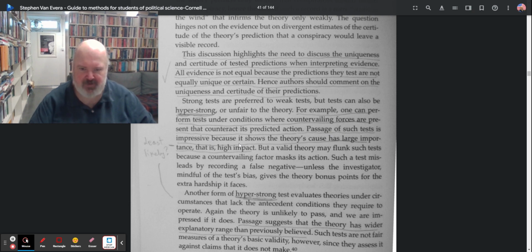Passage of such a test is impressive because it shows the theory's cause has large importance, that is, high import, right? But a valid theory may flunk such tests because a countervailing factor masks its action. In other words, the test fails because this other factor masks its action. Such a test misleads by recording a false negative, unless the investigator, mindful of the test's bias, gives the theory bonus points for the extra hardship it faced. And this is the problem.